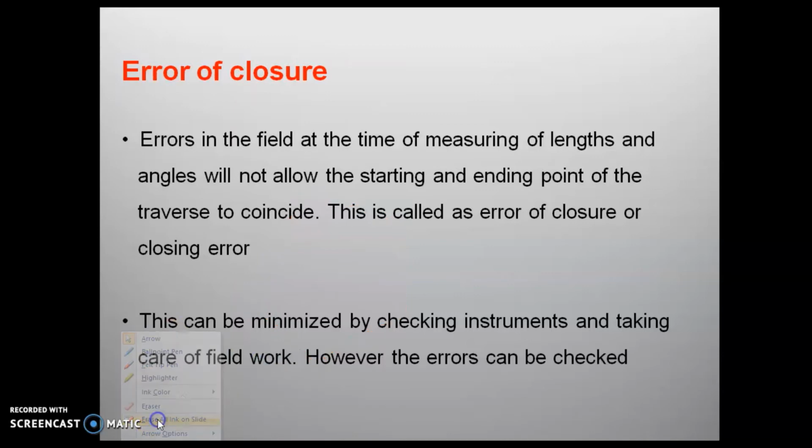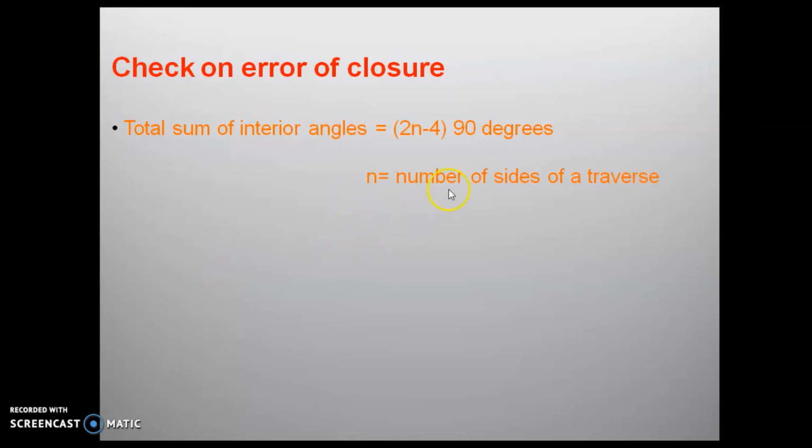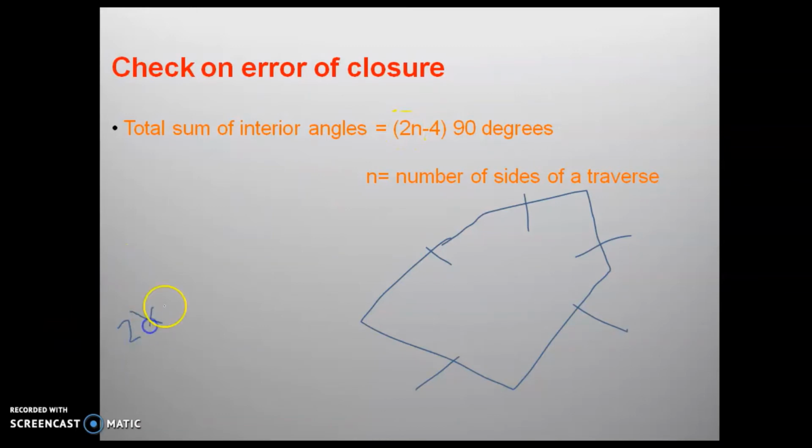Now, check on error of closure. How? The total sum of interior angles is equal to (2n minus 4) into 90, where n is the number of sides of a traverse. In this closed traverse, how many sides? 1, 2, 3, 4, 5. So 2 into 5 is 10, minus 4 is 6, and 6 nines are 54, so it means 540 degrees.